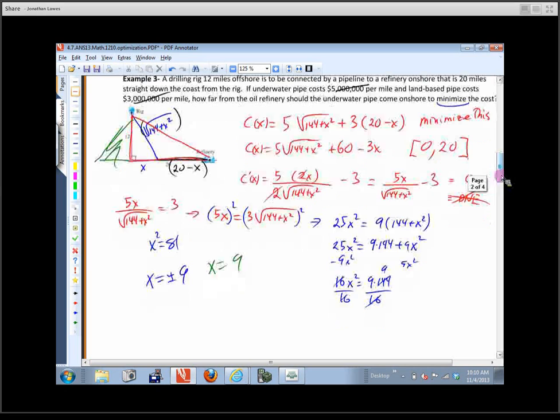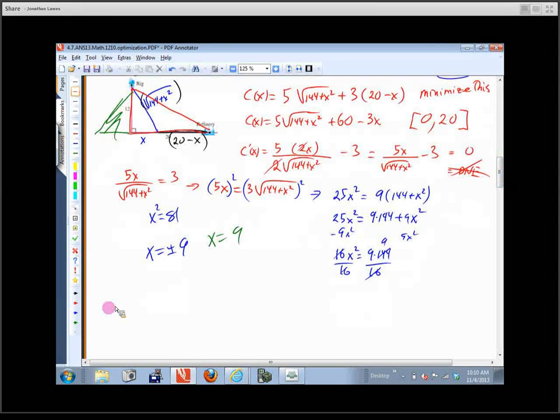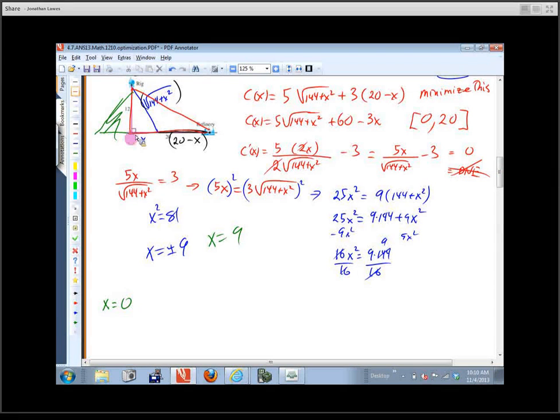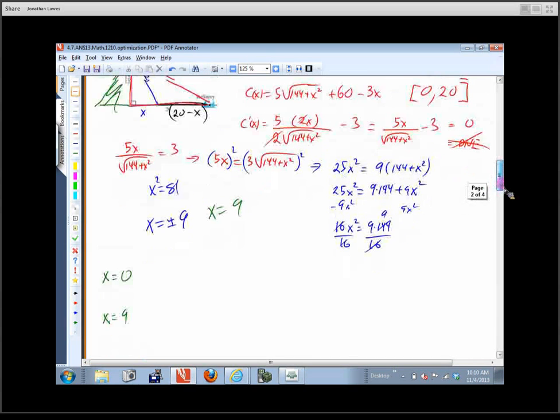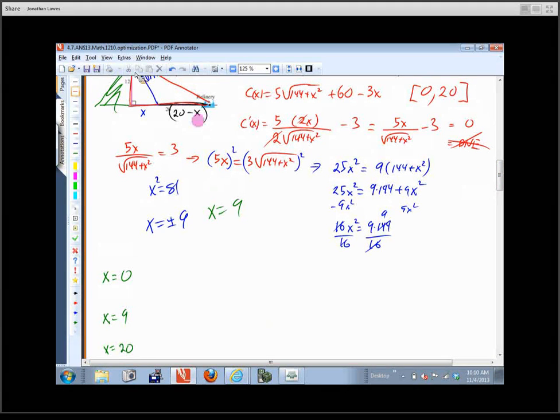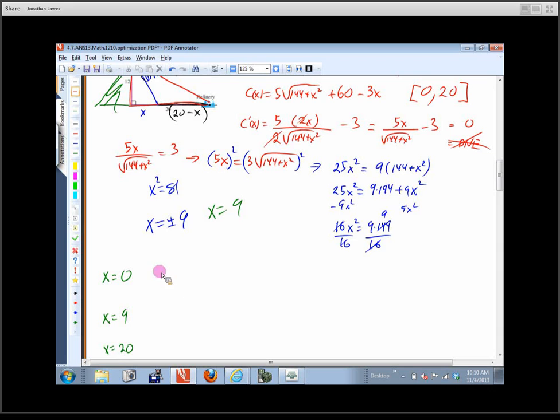So here are the things that we need to check. In our cost function, we need to check when x is equal to 0, because that's an endpoint. That would be coming straight on shore. Longest amount of pipe, maybe that saves us money because we did the shortest amount of underwater pipe. Okay, we're going to check x equals 9 because that's where the derivative equals 0, and we know we might have a minimum there. And we're also going to check x equals 20 because that would be straight to the refinery. So we want to find C of 0, C of 9, and C of 20. And let's take a look at each one of these.